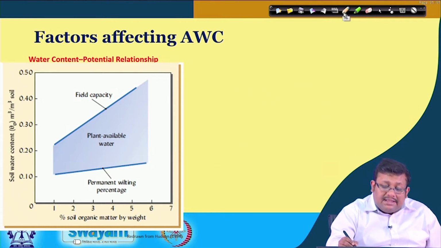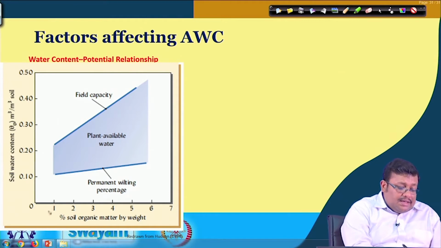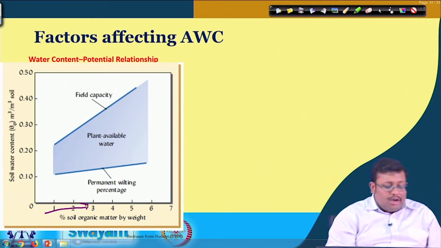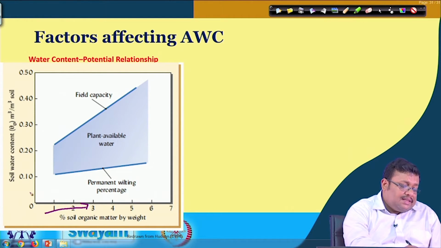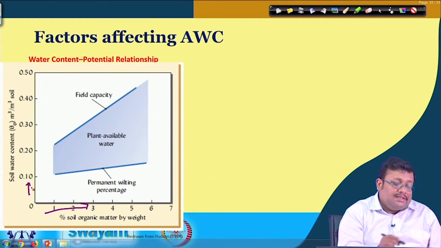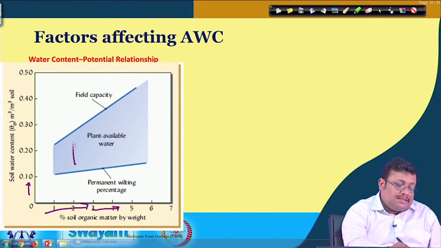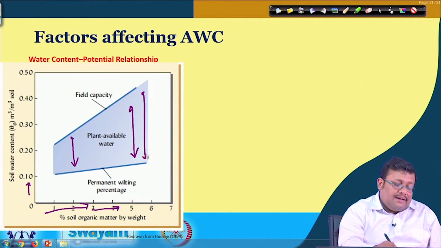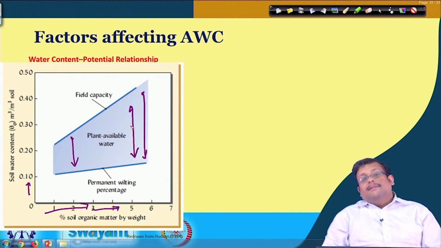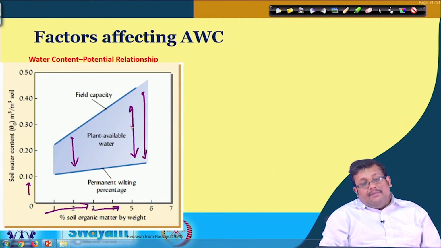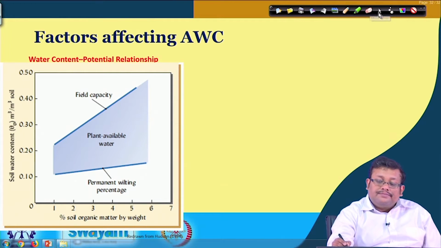In this slide it is also clear what the relationship is between the percent of soil organic matter by weight and soil water content. You will see that as the percentage of organic matter increases, the difference between field capacity and permanent wilting point continuously increases, and as a result the plant available water or the available water content increases by the addition of organic matter.